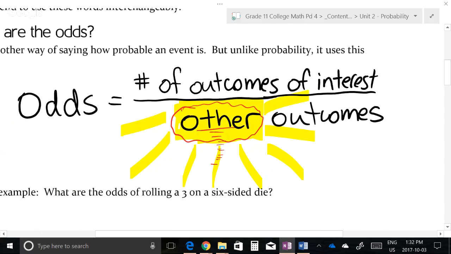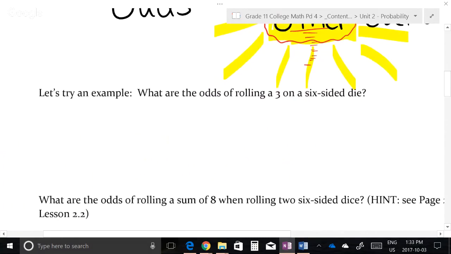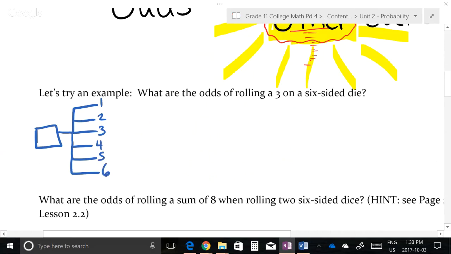Now, this gets a lot easier if we look at an example. Okay, so let's talk about what are the odds of rolling a 3 on a 6-sided die? Well, if we roll that die, we can get 1, 2, 3, 4, 5, or 6. Obviously, how many of those are actually of interest to us? Yep, just this guy here, right? So the odds would be this.